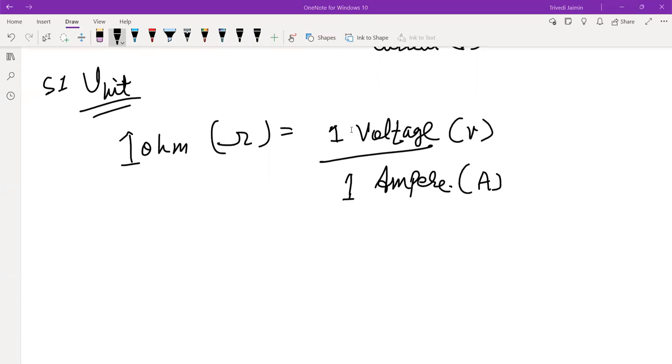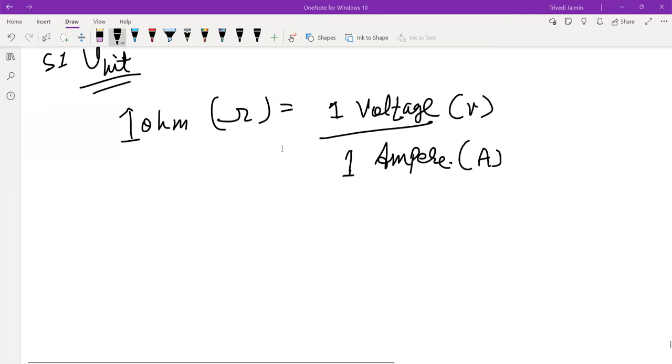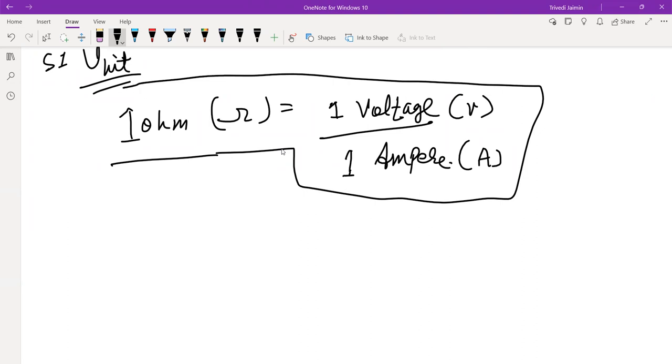Akshara, Aditi, Bhargav, anyone want to try? Try defining 1 ohm. Sir, ohm is the unit of resistance, and 1 ohm is defined as one unit of electric potential, which is one volt, divided by 1 ampere.